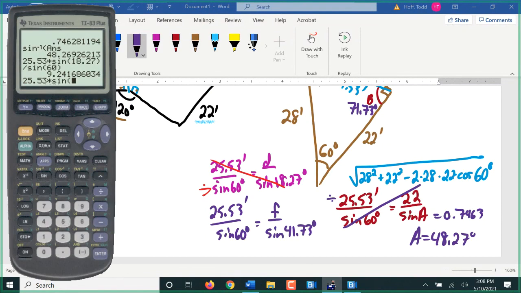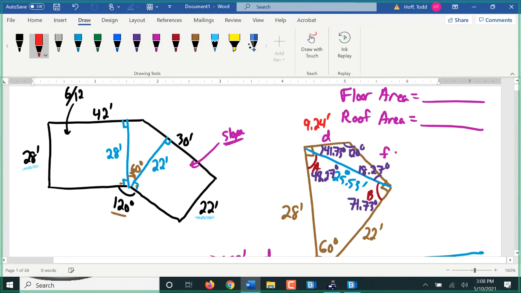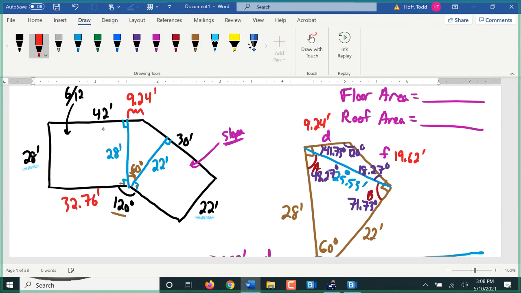.53 times sine of 41.73, close parentheses, divided by sine of 60, we get 19.62. Cross multiply and divide. So this is 9.24 feet, which makes this up here 32.76 feet. That's the 42 minus the 9.24. This piece here is 19.62 feet, which makes this piece up here 10.38 feet. So not much left up there.